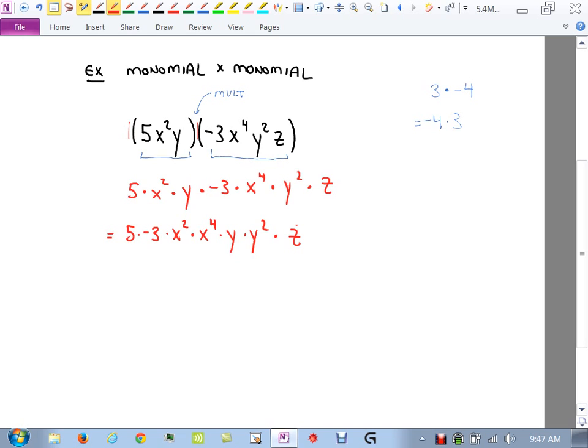And then I start to see what can I multiply together. So how about 5 times negative 3? Negative 15, right? That's right.